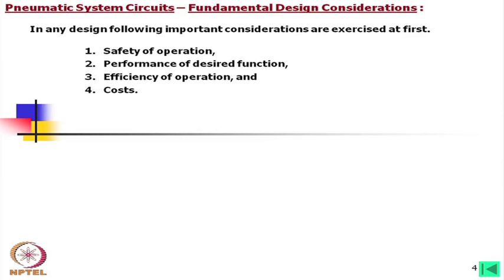Suppose one of them may not be that essential, for example costs. Sometimes, of course, we will not make it of exorbitant cost, but the cost factor may not be that important. However, in every case safety is first, so we have to think of all sorts of safety protections. Performance of the desired function is very important. Whatever the function we need, even if it is not very precise, we still need to design in such a way that we can achieve the best performance out of it.